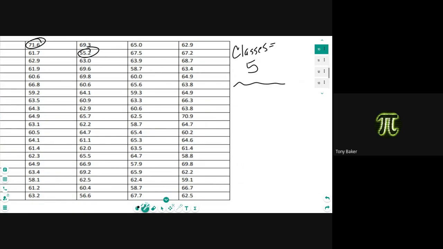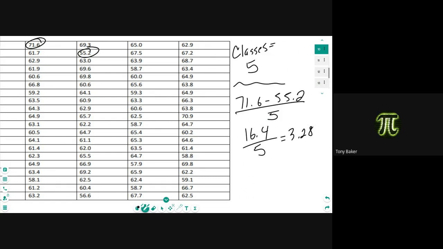So for my formula, 71.6 minus 55.2, and we're going to divide that by 5. What's 71.6 minus 55.2? 16.4. Divide that by 5, I get 3.28. So my class width is going to be what?